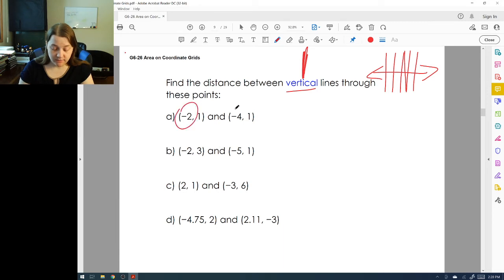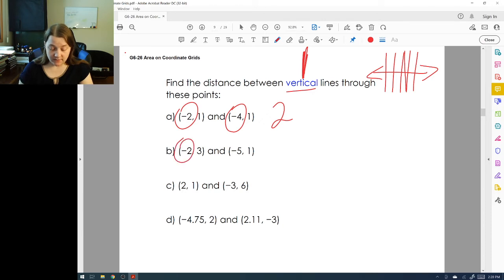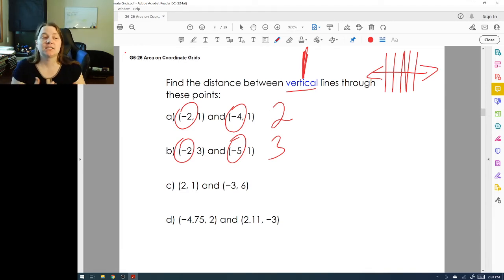So for letter A, if I had to run -2 to get to the first line, that was horizontal, and I had to run -4 to get to the second line, that was horizontal, the distance between -2 and -4 is 2, because it's only 2 more steps to go between them. If I look at letter B, -2 to -5, -2 is 3 steps away from -5. They're both on the same side of 0, so I'm just subtracting the digits from each other. 5 minus 2 is 3.